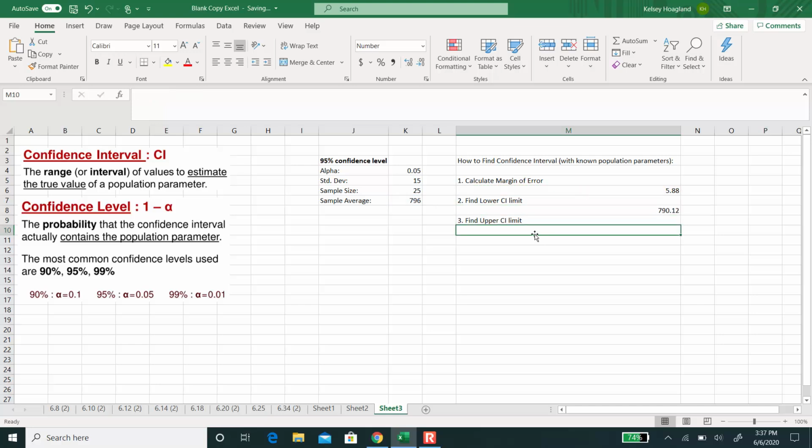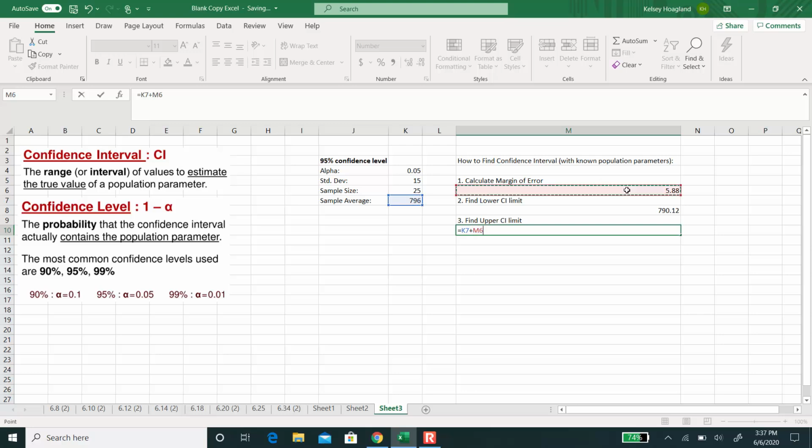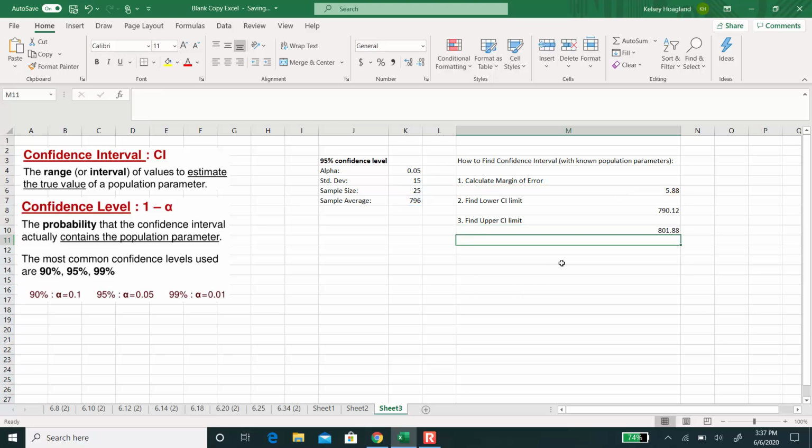Now, the third step, the last step, is to find the upper limit. So what you do is you take your average, and you add the margin of error. So you can see that your confidence interval is from 790.12 to 801.88. So that's your 95% confidence level.